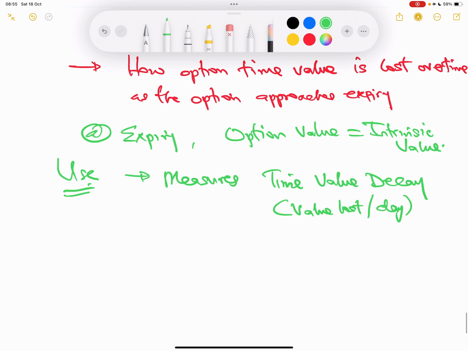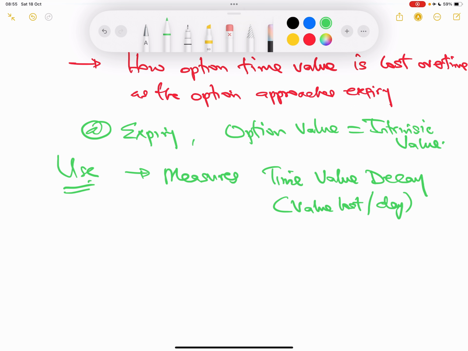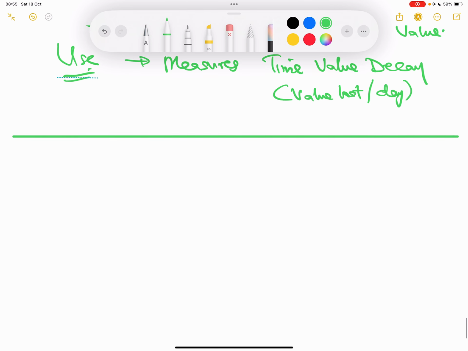Very important. So those are the option Greeks, and it is very important to be comfortable and able to explain them, especially delta. You'll be able to do some calculations on it.